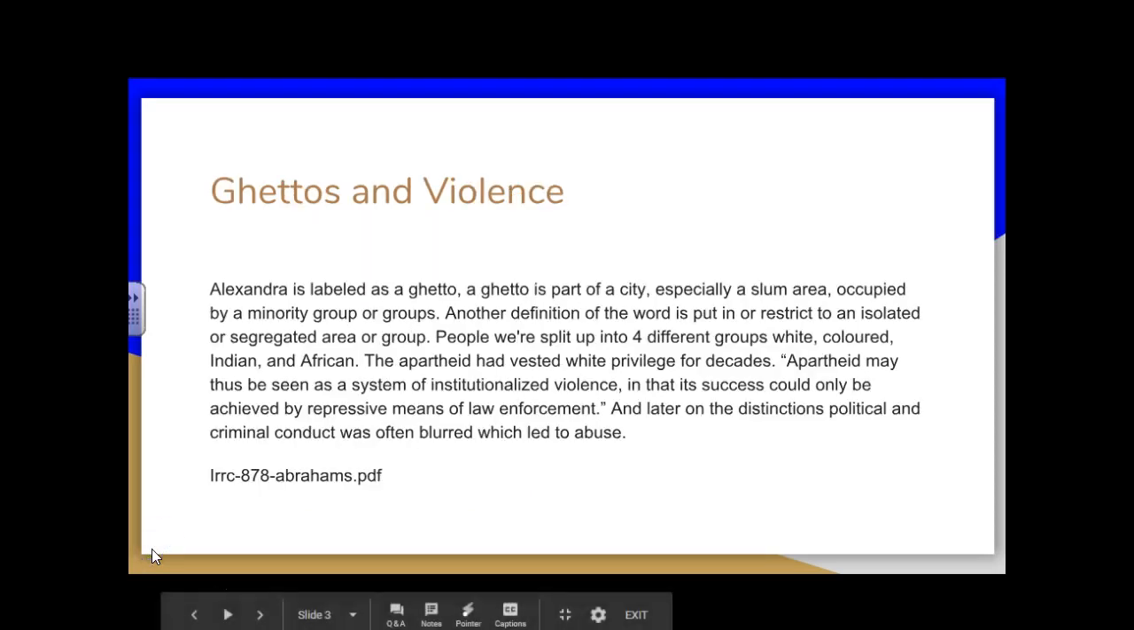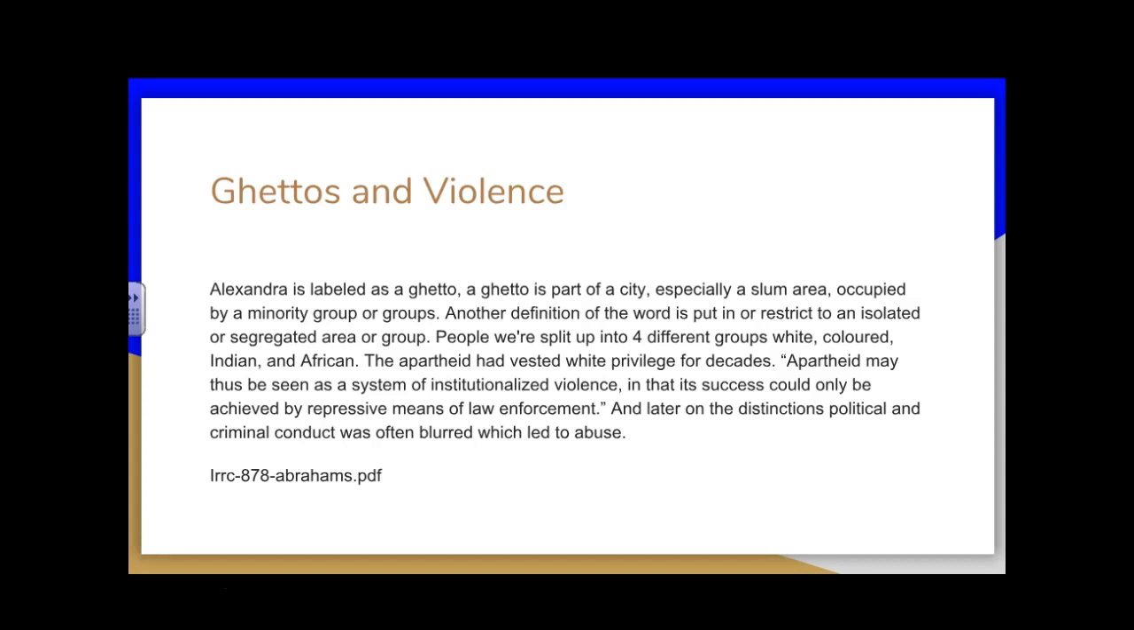Okay, ghettos and violence. So Alexandra is labeled as a ghetto. For those who don't know what a ghetto is, it's a part of a city, especially an area occupied by a minority group or groups. Another definition of the word is to put in or restrict to an isolated or segregated area or group. They would just segregate. It's like four basic groups: colored, blacks, whites, and Indians. And they used that segregation to have more control over everyone.